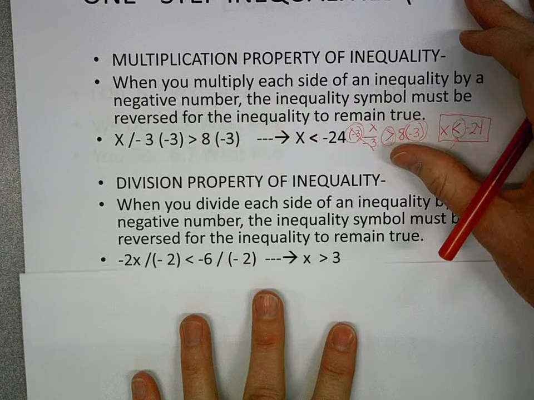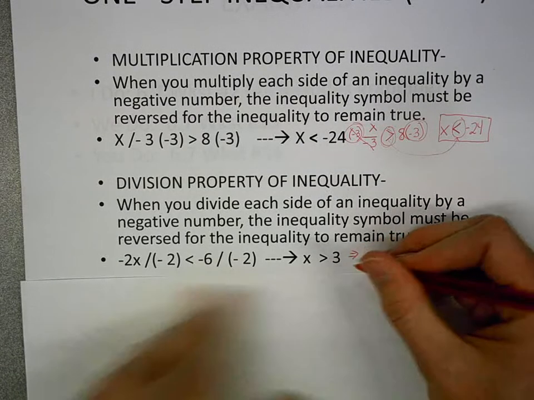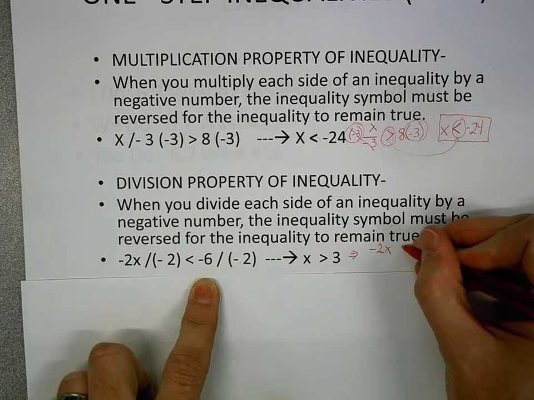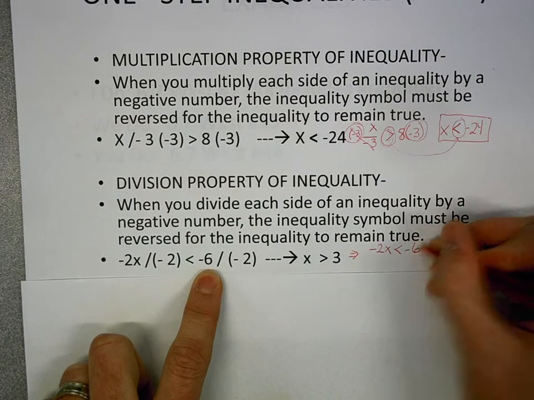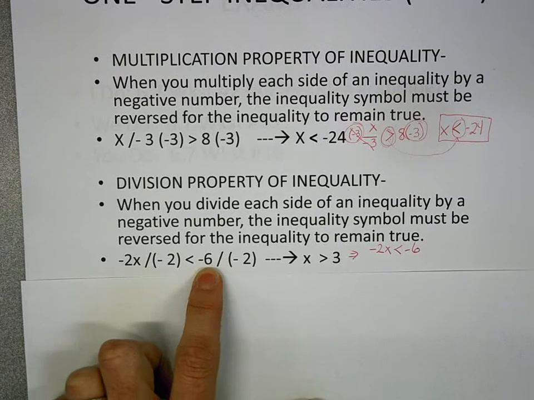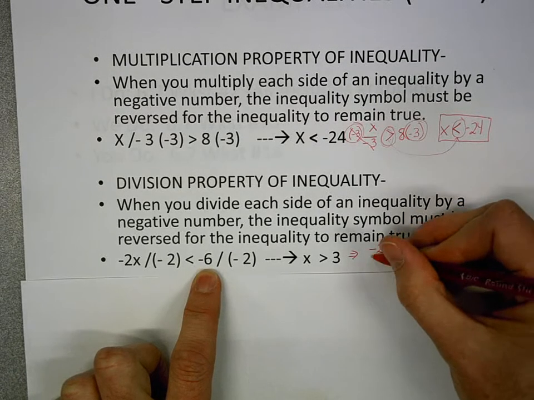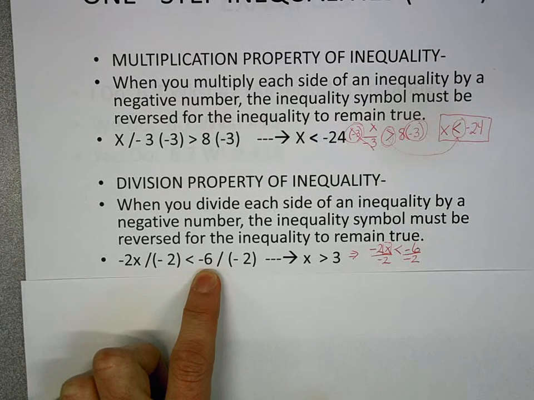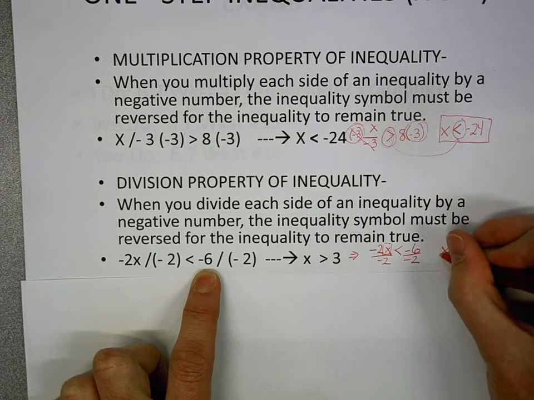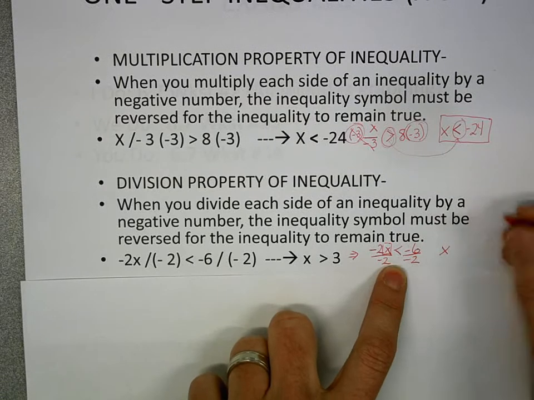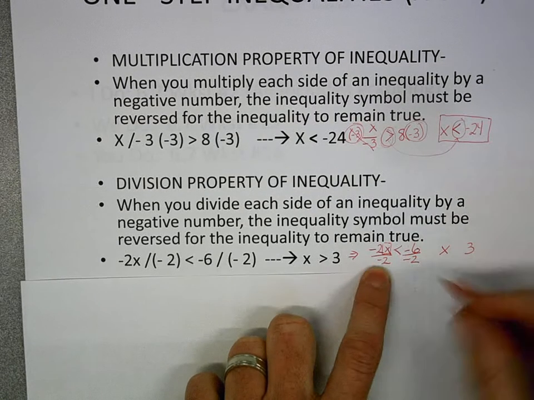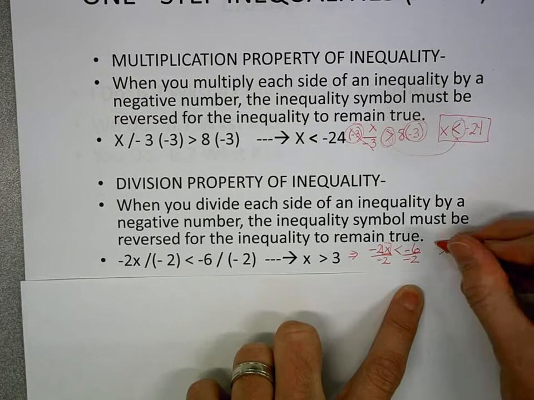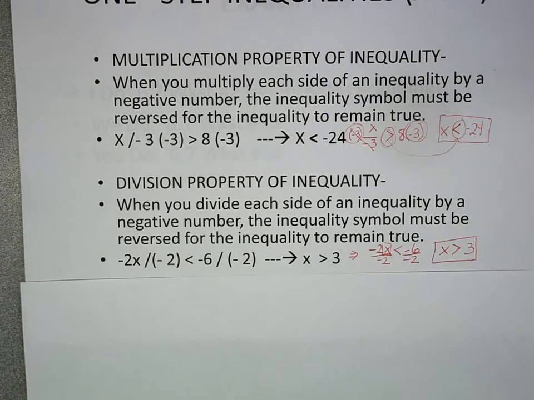We'll write this one down together. If we have a problem like negative 2x is less than negative 6, and you're dividing both sides by negative 2, to solve it you would get x, negative 6 divided by negative 2 is 3, but it's no longer x is less than 3, it's x is greater than 3. Again, reversing the inequality sign.